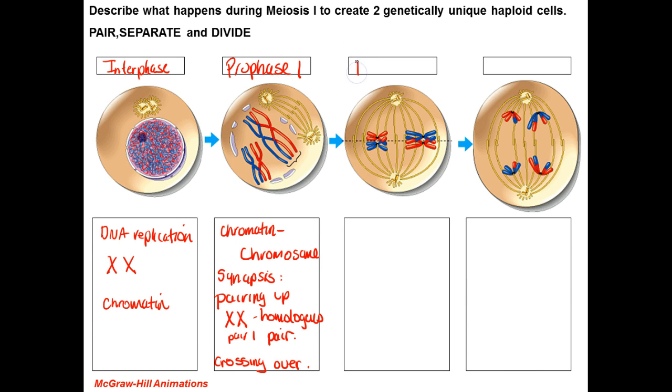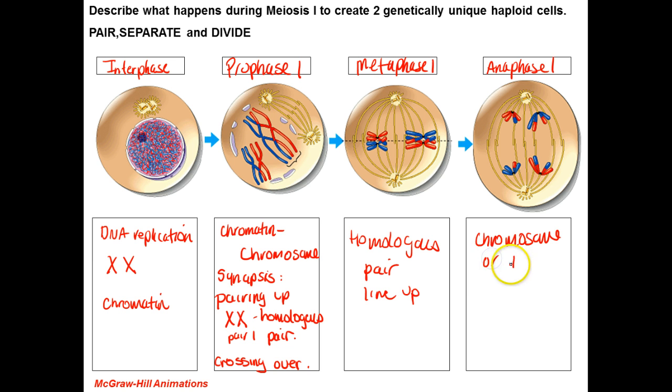Now, then in metaphase 1, what lines up? Homologous pairs line up. And then anaphase 1. Now you have homologous pairs of chromosomes being pulled apart. So the homologous pair is separating.